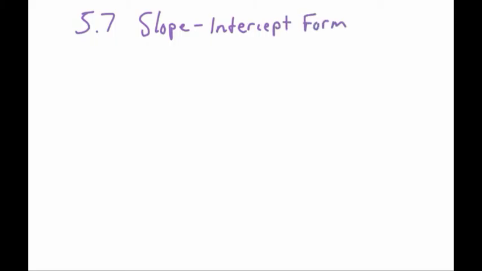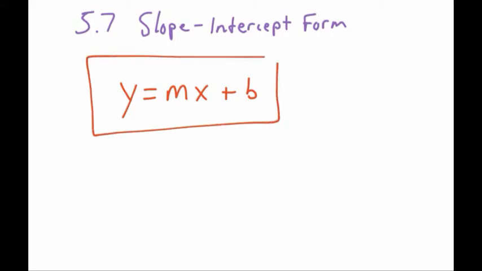The new section for today is going to be 5.7, the Slope-Intercept Form. And you're going to recognize this thing for sure. This is basically going back to the y equals mx plus b. Now I'm going to write that real big in red for dramatic emphasis and put a big box around it. But this is the slope-intercept form.